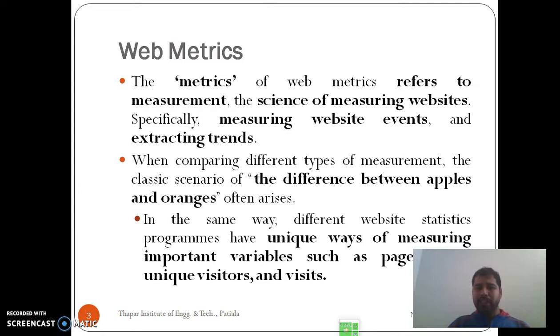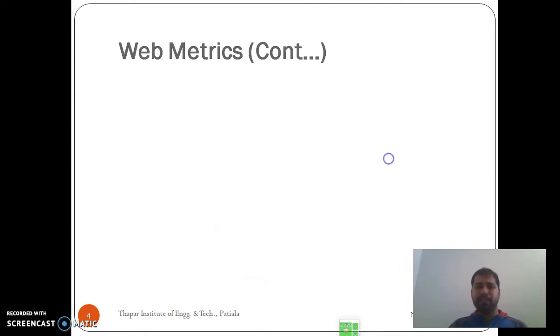In the same way, different website statistics programs have a unique way of measuring important variables such as page views, unique visitors, and visits, etc. Other than that, we have so many other web metrics which are used to analyze the quality of the website.